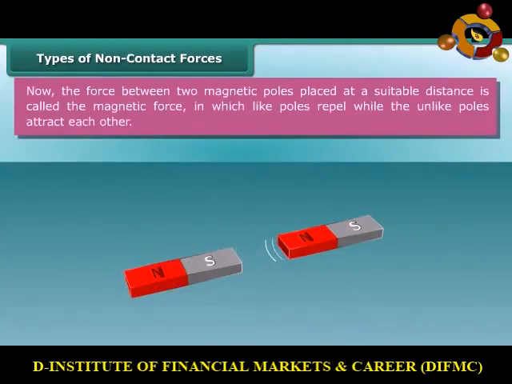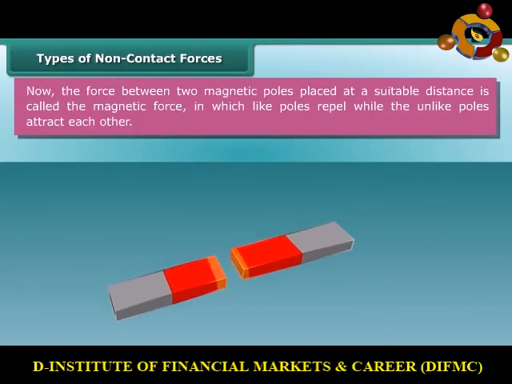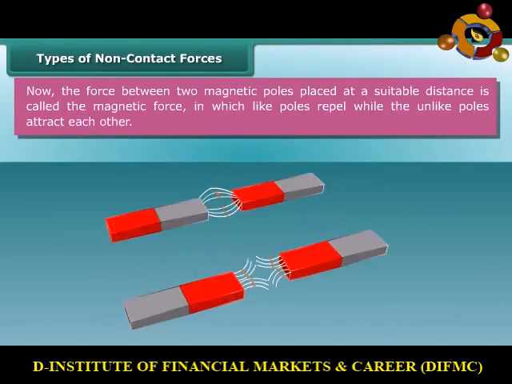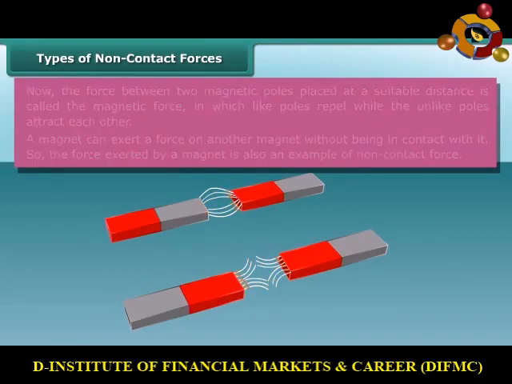Now, the force between two magnetic poles placed at a suitable distance is called the magnetic force, in which like poles repel, while unlike poles attract each other. A magnet can exert a force on another magnet without being in contact with it. So, the force exerted by a magnet is also an example of non-contact force.